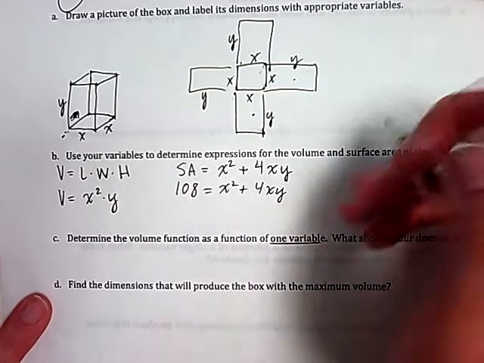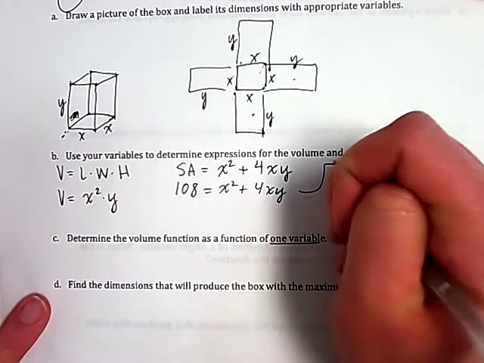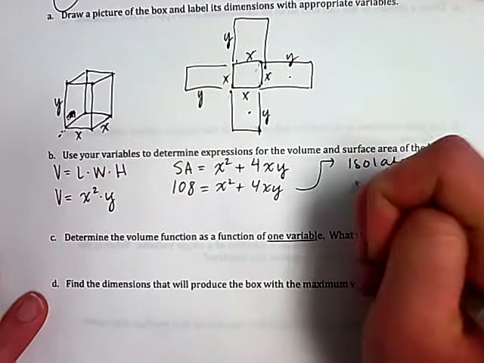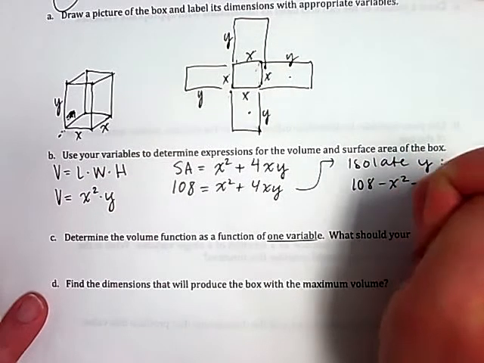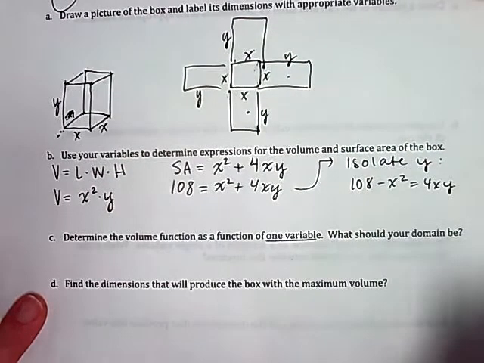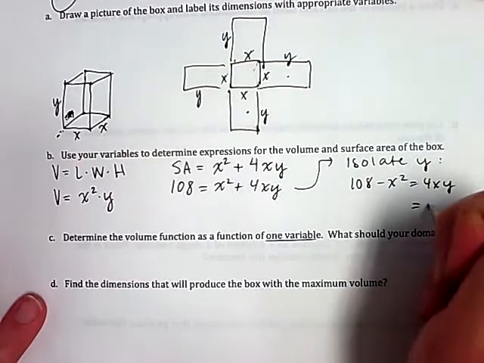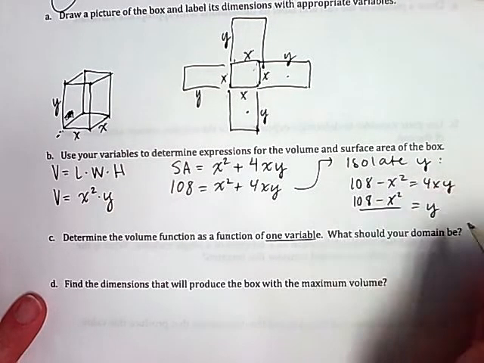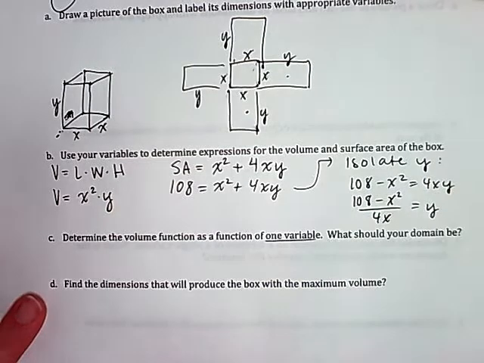So if I'm isolating y here, I would subtract x squared over. I'm going to show that here. So I get 108 minus x squared equals 4xy, and then I would divide by 4x, and I'd get y equals 108 minus x squared over 4x.